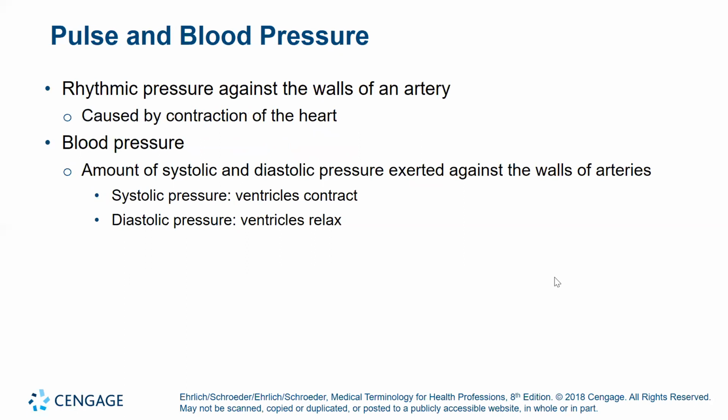We have pulse and blood pressure. The pulse is just a rhythmic pressure against the walls of the artery. These are caused by contraction of the heart. So the blood pressure is the systolic and diastolic pressure exerted against the walls of the artery. So we have systolic and diastolic pressure. The systolic, the ventricles contract, and the diastolic, the ventricles relax.